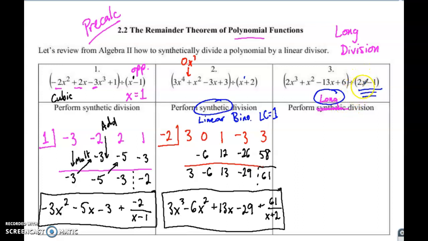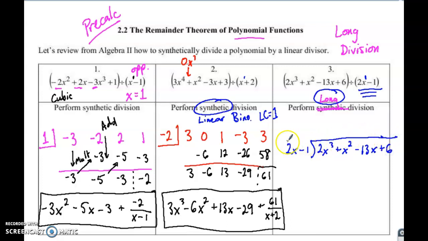So there is a way around this using synthetic. I just don't want to teach it that way. So we do have a linear, it's to the first power, but it does not have a leading coefficient of 1. So let me remind you on how to do long division. And yes, I know you did this in Algebra 2. So I'm just writing it the way you probably did long division ages ago.